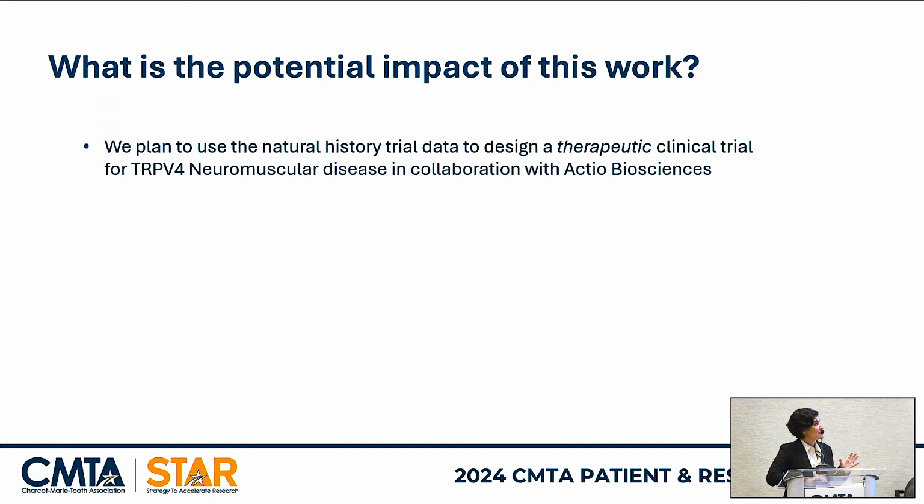We plan to use the information that we get from this TRPV4 natural history study to ultimately design the therapeutic clinical interventional trial for TRPV4 neuromuscular disease in collaboration with Actio Biosciences. And I think that this work is really important and really exciting to me personally for 2 different reasons. One is that I think that the work that Actio is doing represents potentially one of the first disease-modifying therapies for a form of CMT.